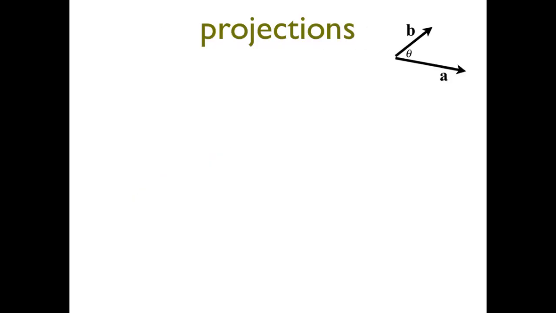All right, so let's talk about projections. There's something called a scalar projection of one vector onto another, and there's something called a vector projection of one vector onto another. You can project A onto B, or you can project B onto A. For our purposes, we'll just do B onto A. So we're going to talk about projecting B onto A.